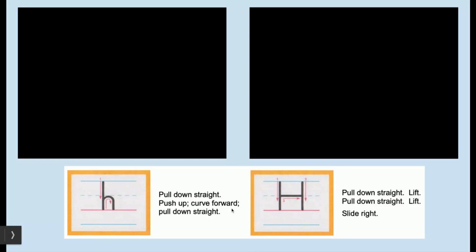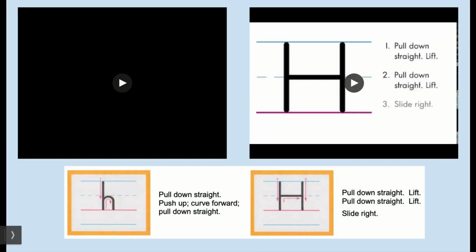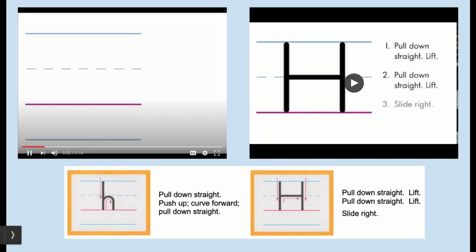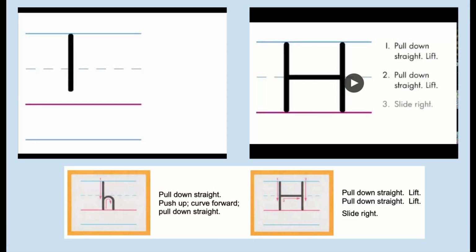Now let's watch as the videos instruct us how to make the lowercase and uppercase H. You will need a piece of paper and a pencil for this activity. Ready? Let's watch to see how we make the lowercase h. Lowercase h. 1. Pull down straight. Push up. Curve forward. Pull down straight.